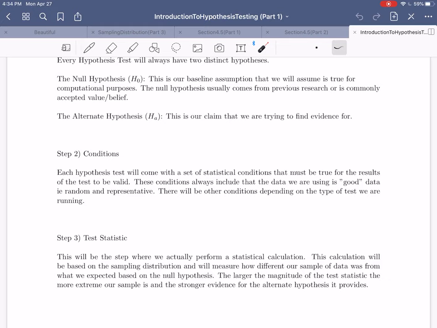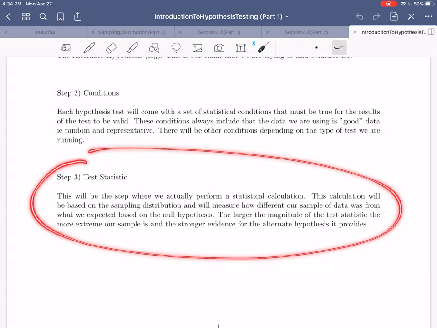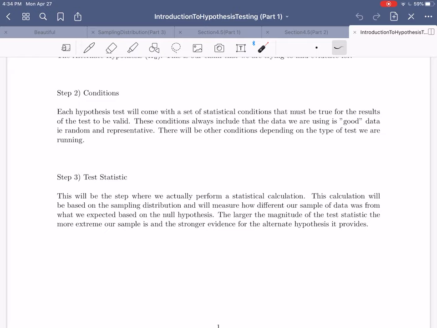Once you've confirmed that the conditions are met, you are now ready to move to step three, which is going to be really the mathematical step of the whole test. So this is called the test statistic.